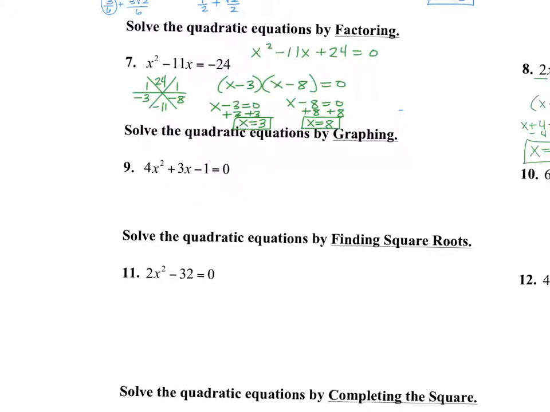Okay. Now go zoom what? Zoom 6 will show you your graph.